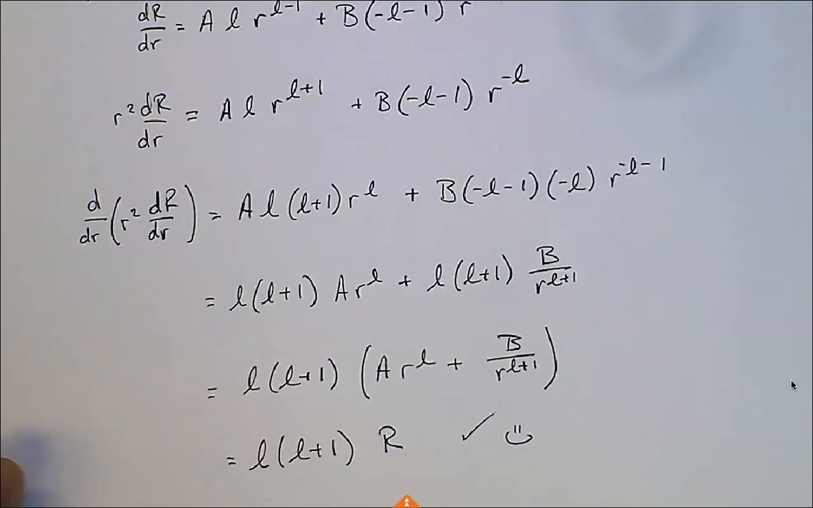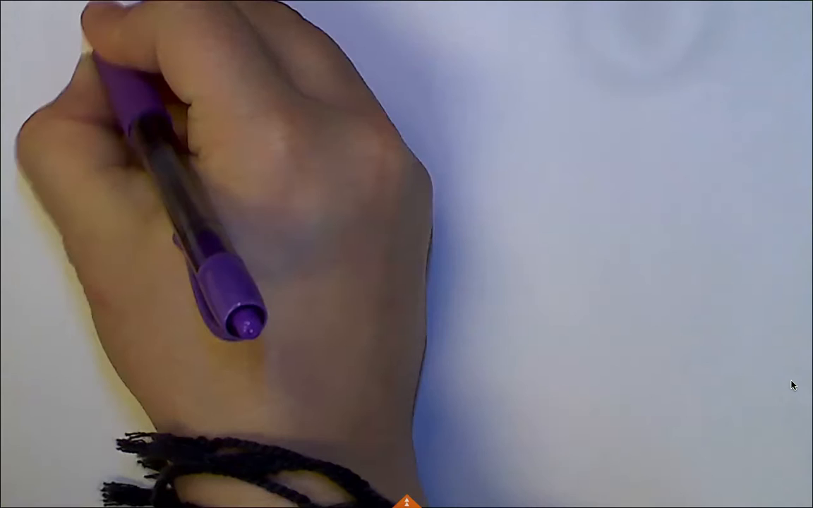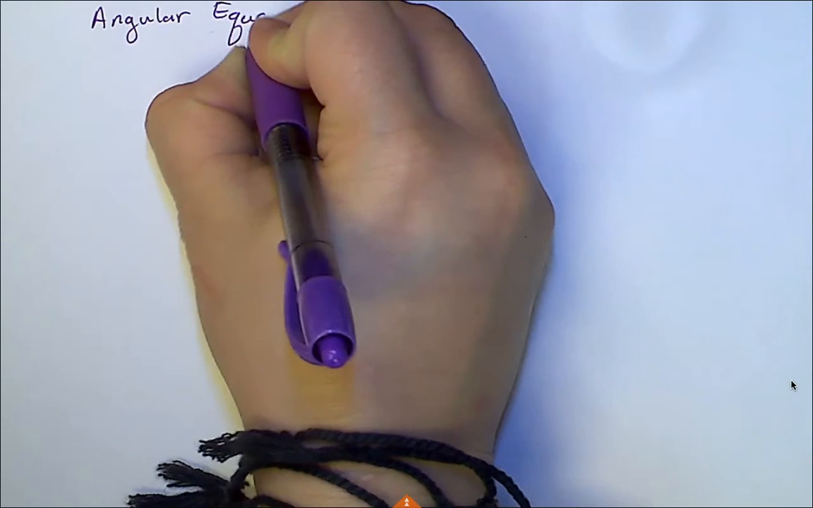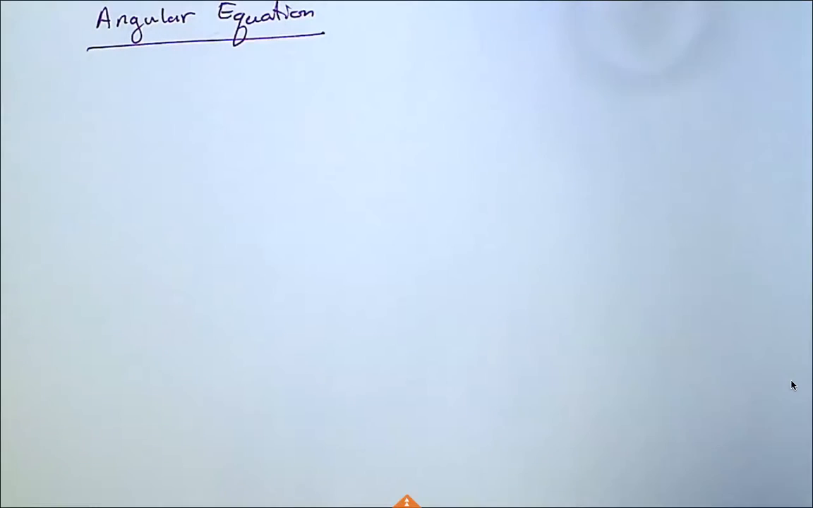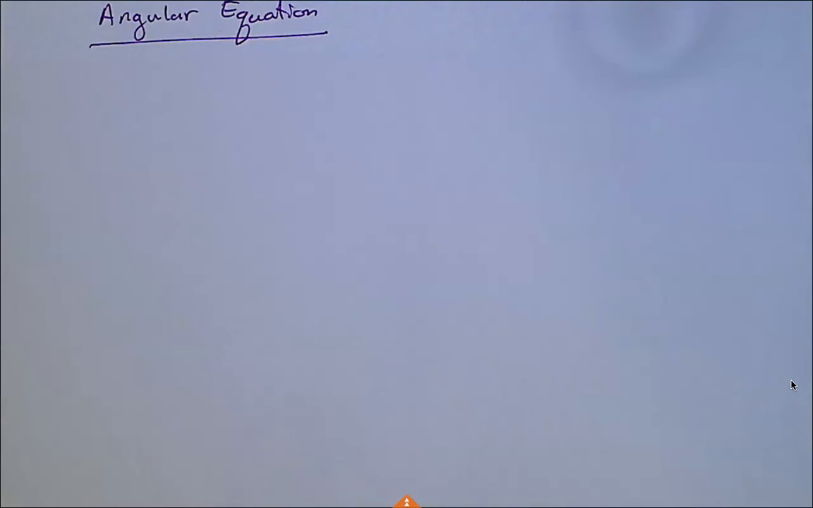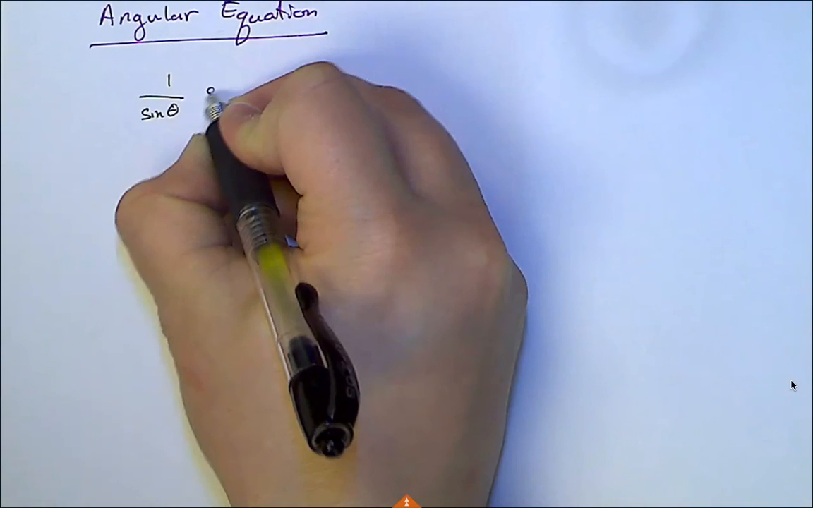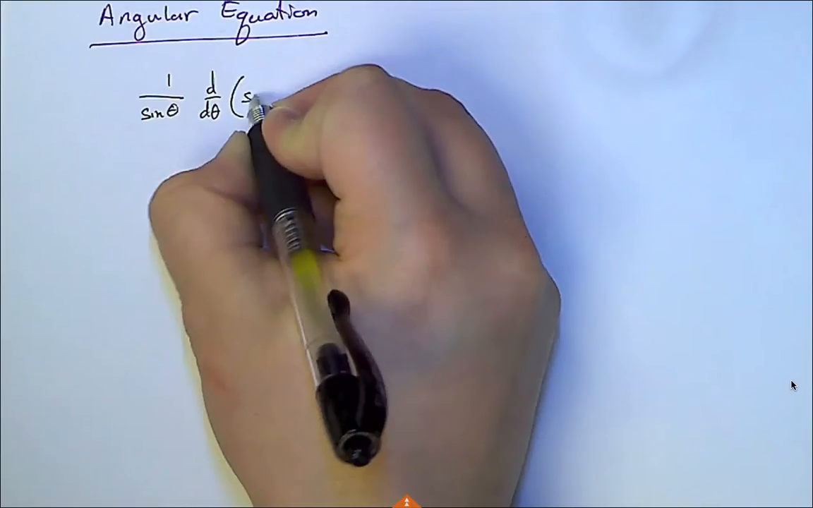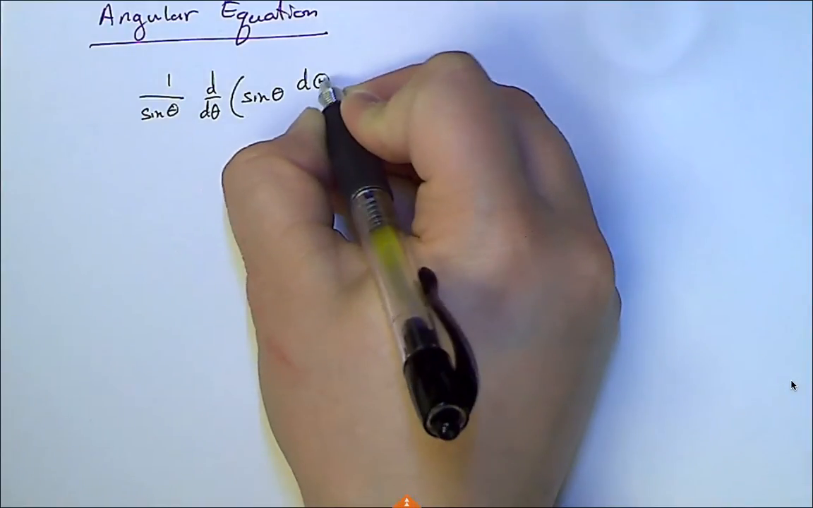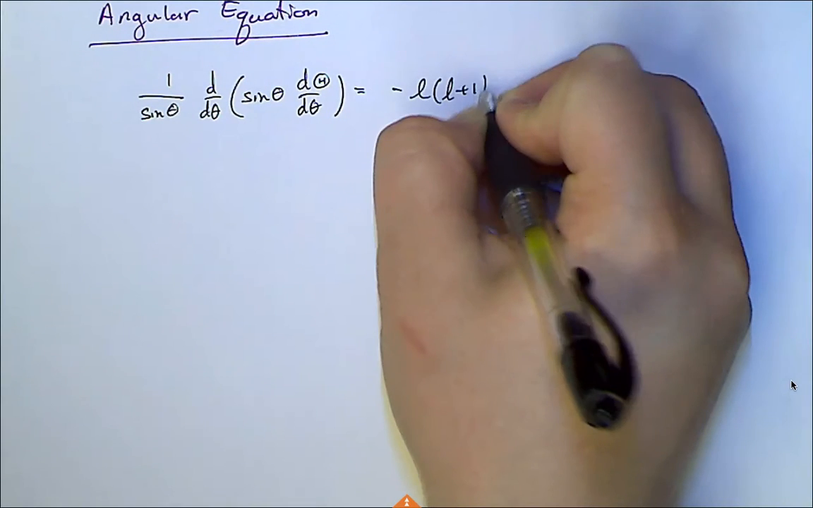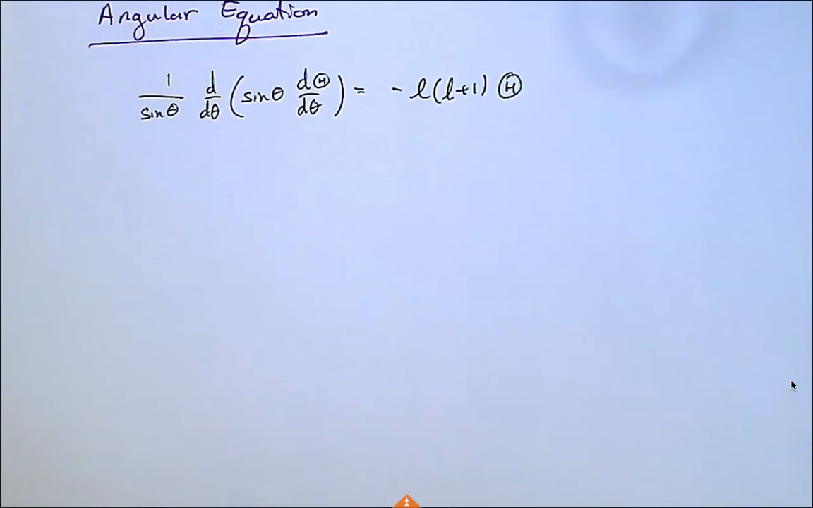Let's next look at the solution for what's known as the angular equation, which, as you would guess, depends on angles. And in this case, theta, which is the only angle we decided we cared about. This is 1 over sine theta, the derivative with respect to theta of sine theta, d big theta, d little theta, is equal to minus L plus 1 times capital theta.